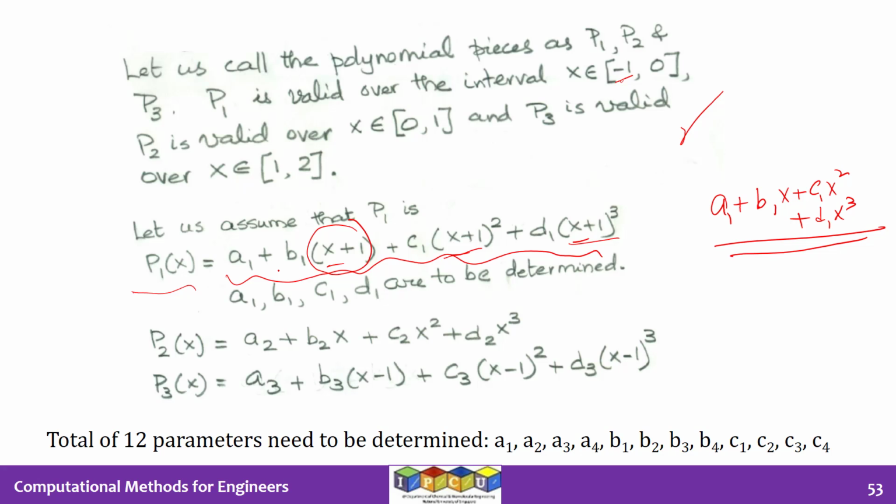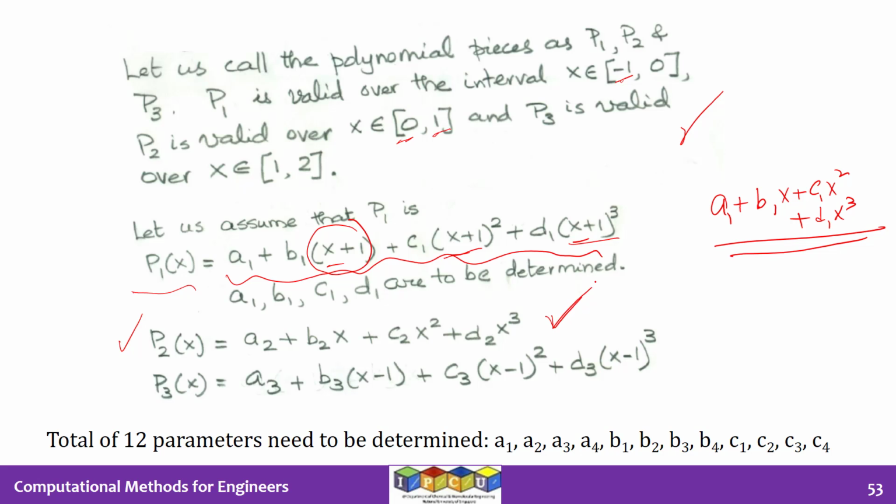Now the second cubic polynomial takes this form. Because it is valid over 0 and 1, at x equal to 0, this assumed polynomial P2 at x equal to 0 will be only a2. Other terms will drop off at x equal to 0. So right away we can find the value of a2 to be P2 at x equal to 0. And P2 at x equal to 0 is going to be f at x equal to 0 because we are looking for interpolating polynomials. So you can see the advantage of using this as the second cubic polynomial.